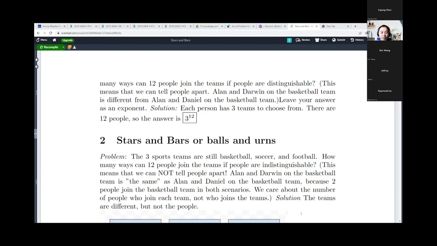While you're still working, I'd like to say that usually when a problem talks about people, the people are distinct. Like in the previous problem, where Alan and Darwin being on the basketball team is different from Alan and Daniel being on the basketball team. And usually things that are the same, like pennies or candy, will be indistinguishable unless they have colors or types of coins or something telling them apart. But in this problem, the people are indistinguishable.